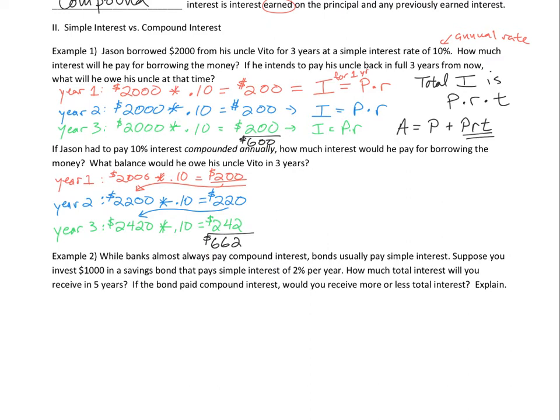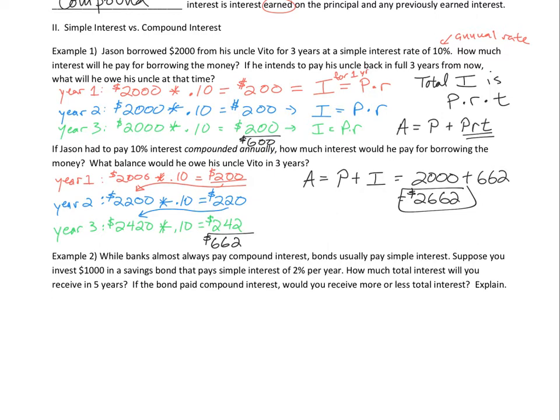So what would the total amount be? Well, the accumulated amount would be the principal plus the interest made, which in this case would be the $2,000 that was borrowed plus $662, which would be $2,662. And if I were Uncle Vito, I would use compound interest for sure.